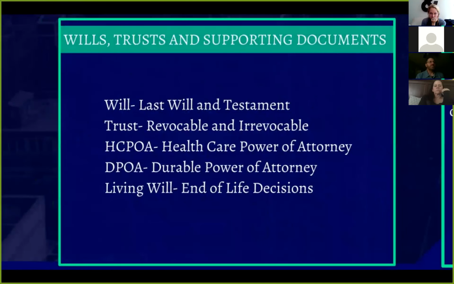Okay. Wills, trusts, and supporting documents. This is where we get into estate planning. Not everybody needs a trust. Okay. Everybody should have at least a will, a healthcare power of attorney, a durable power of attorney, a last will and testament, a living will. These are all documents that everybody should have.